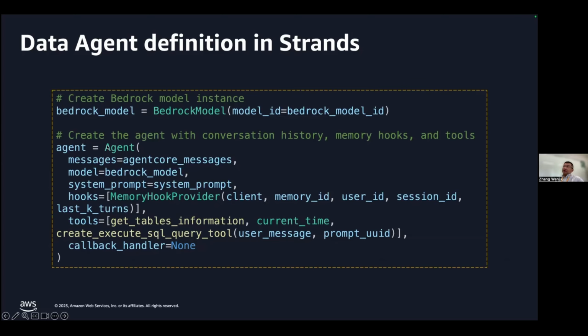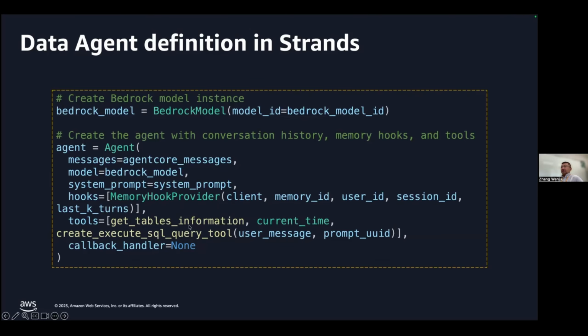And then we define an agent like this, with some conversation history as a message parameter, and with the model we declared, a system prompt and hooks like memory functionalities. So you can have the memory using hooks as easily as just one line of code. And yeah, the important part is the tools. Here we gave 3 tools for our data agent.